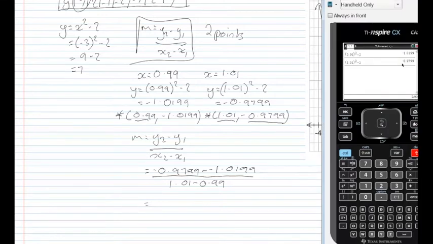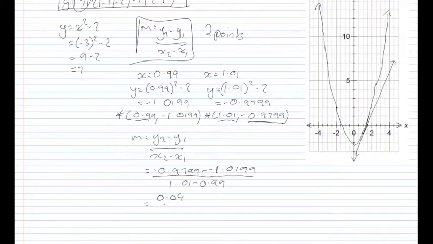Okay, so on the calculator it is negative 0.9799 minus negative 1.0199. So that's equal to 0.04 over 1.01 minus 0.99 is equal to 0.02. Okay, which is going to be equal to 4 over 2, which is equal to 2.